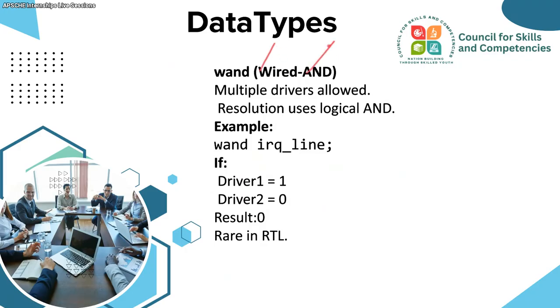Now wand is wired-AND. So wand is for, say, an IRQ line. We have driver 1 and driver 2, and driver 1 is 1, driver 2 is 0. So when driver 1 and driver 2 are 1 and 0, what will be the output? It will AND these values. That is what wand does. In rare cases we will use it in RTL.